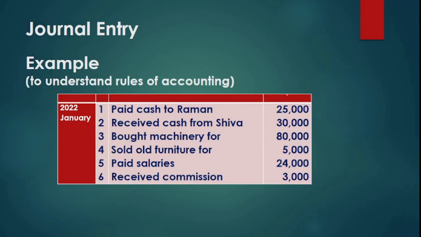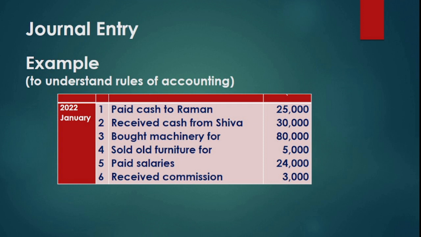This is an example problem for journal entry. This is a very basic problem. This problem is especially for understanding the rules of accounting. I have given 6 transactions for 6 rules of accounting.